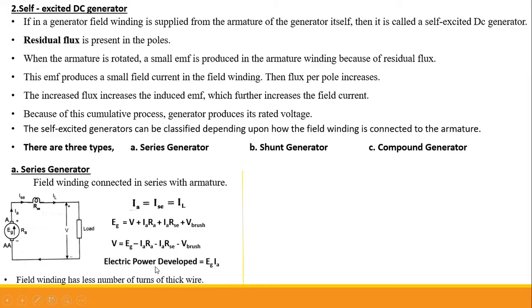Also, the electric power developed is the multiplication of generated EMF and armature current. Similarly, the power delivered to the load here is terminal voltage and load current.